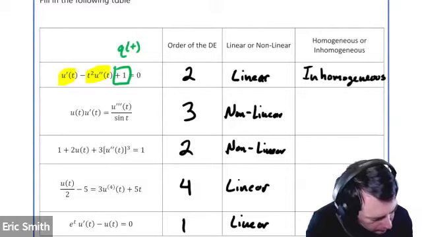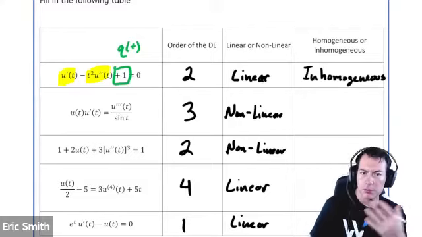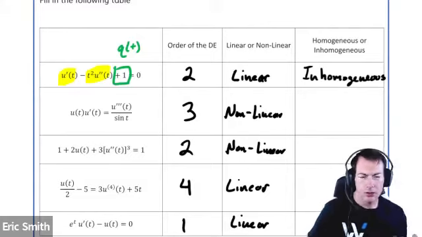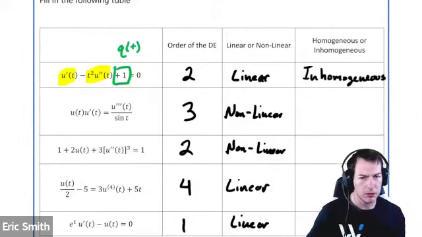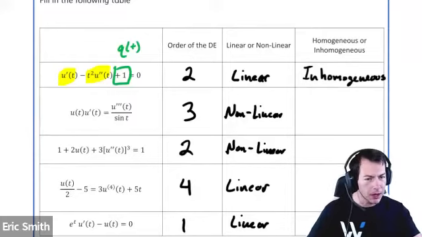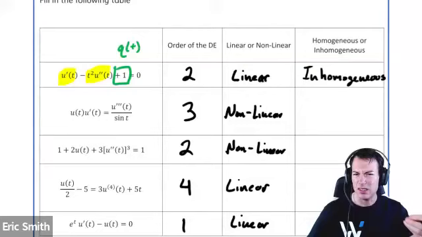All right, next one. Now it's time for you to give this a try. Is there any piece of this differential equation that does not involve the u? And if you can find one, is it 0? Is it not 0? What's going on there? What do you think?